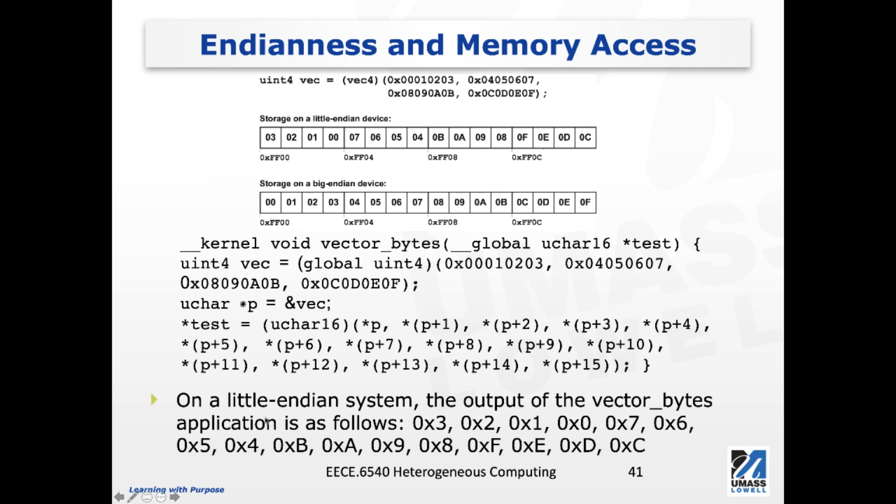If we do that, on a little endian device, the output of the vector bytes application will be in this order. So the test object in the global memory will have 03, 02, 01, 00, and then 07, 06, 05, 04, and so on. If this kernel function is executed on a big endian device, the final result in the global memory object test will have a sequence of bytes like this: 00, 01, 02, 03, 04, 05, 06, 07, and so on.